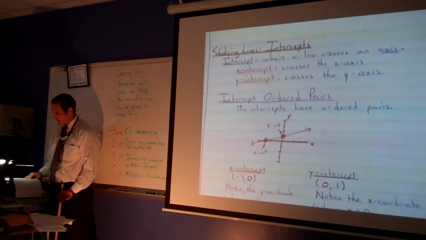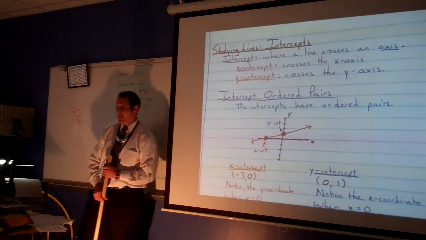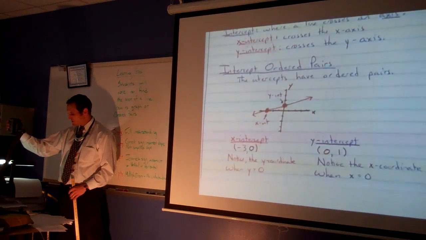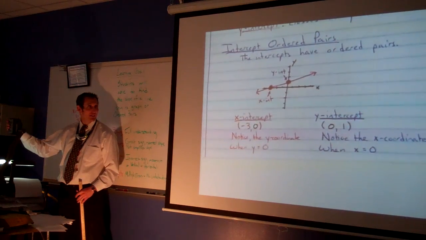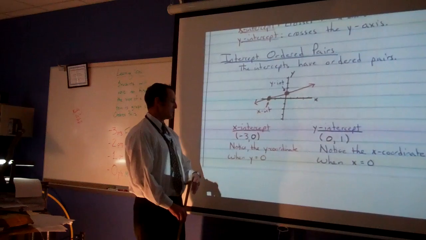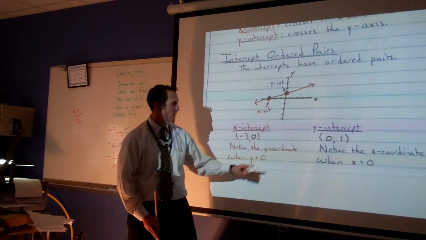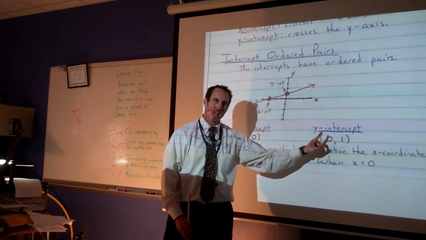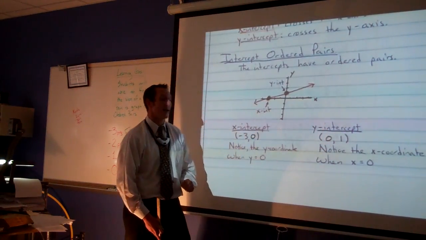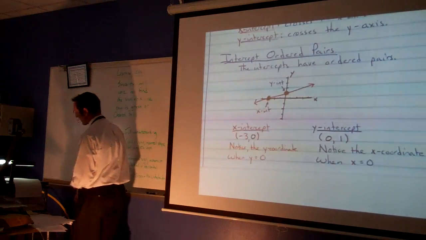So notice something interesting. The x-intercept is where y equals 0. The y-intercept is where x equals 0. The x-intercept is when the y-coordinate is 0. The y-intercept is where the x-coordinate is 0. That is very handy in studying lines.